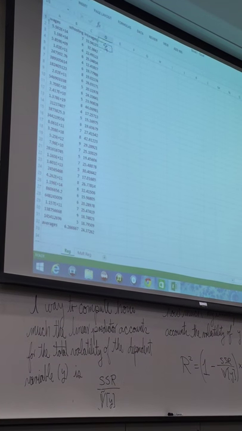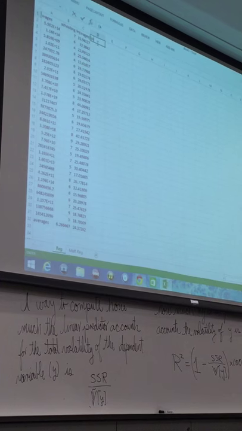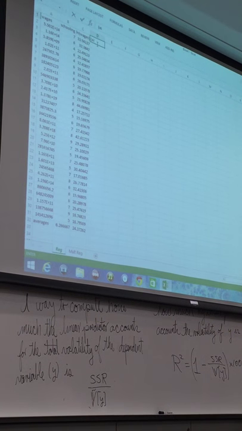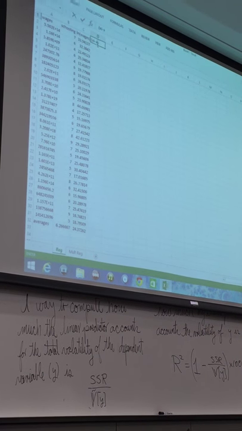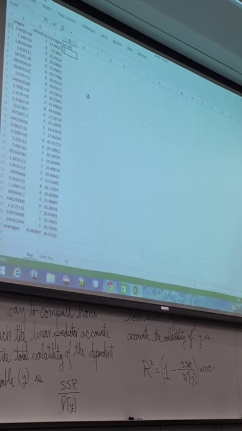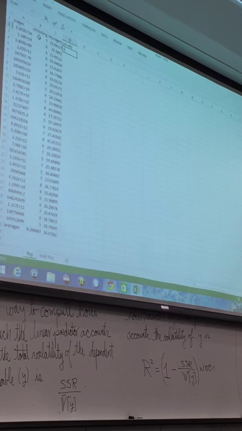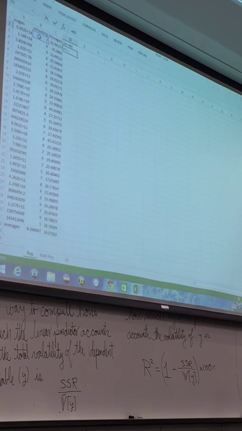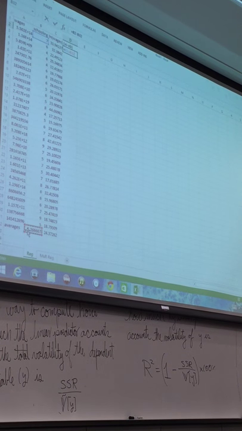Then I compute something called xi minus x bar, right? Which is equal to xi minus x bar. But this x bar is going to be constant for all the cells. I get this.